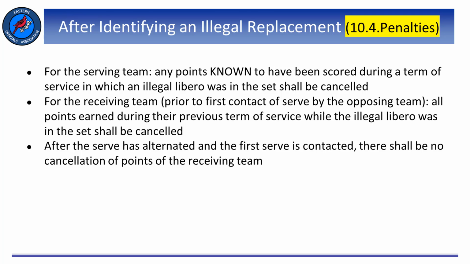As an official, once you recognize an illegal Libero replacement, there are a couple steps you have to go through to figure out the score sheet. This is very important for the R2 to communicate with the scorekeeper and the assistant scorekeeper or a Libero tracker.